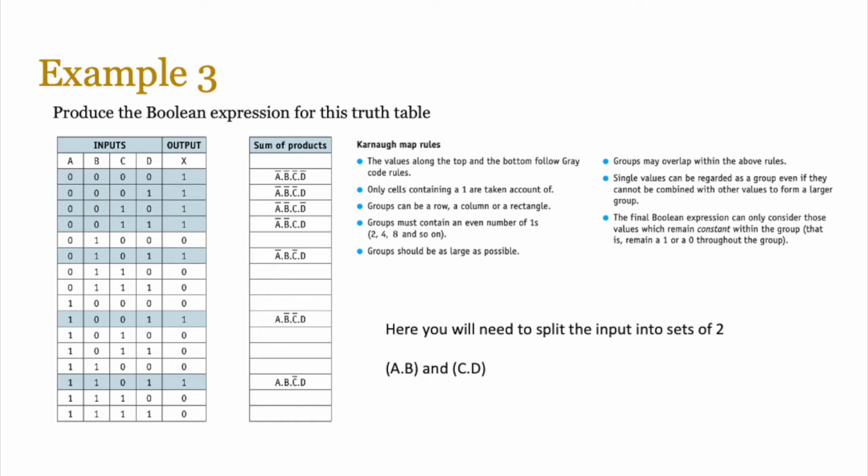Rules are on screen as well, so split the input into sets of 2, so you can do A, B, and C, D because there are 4 inputs, so you can have A, B on the left hand side and C, D on the top. Create the K-map for this and see if you can work out the solution through applying the rules. Pause the video, and when you've got the solution, continue on to check it.